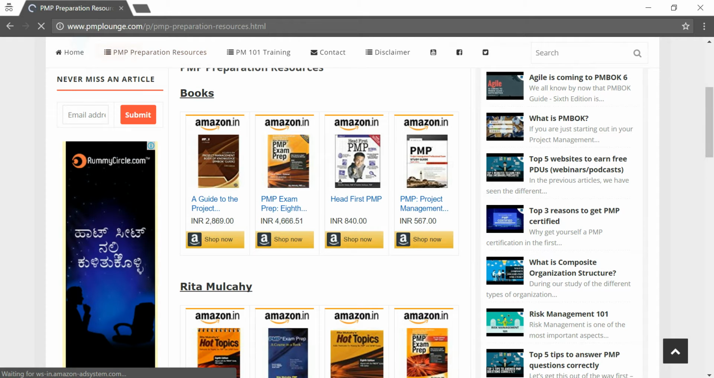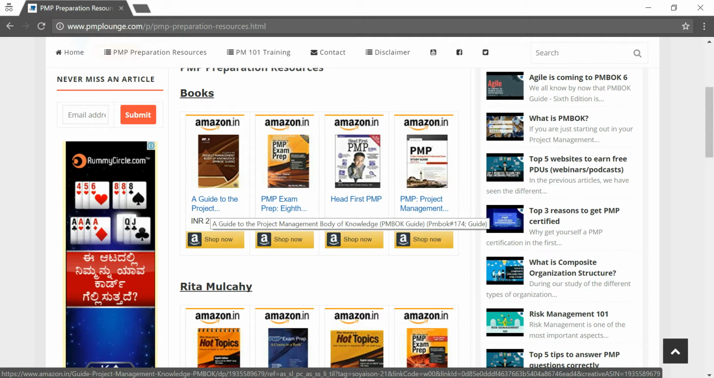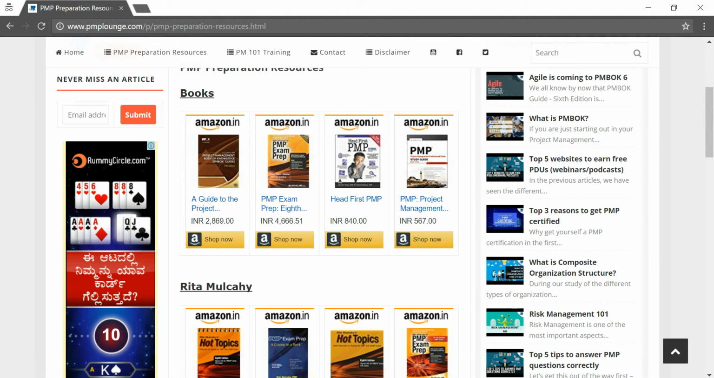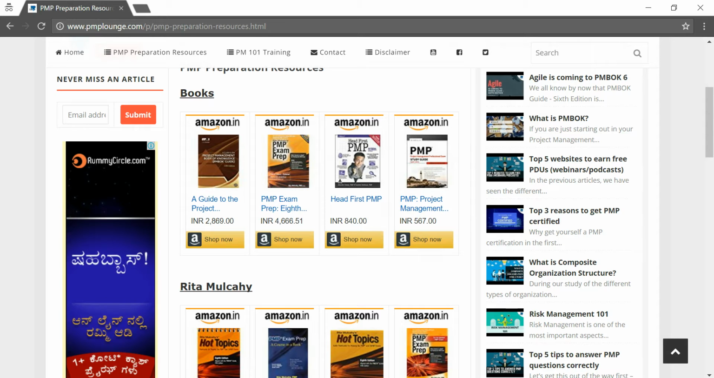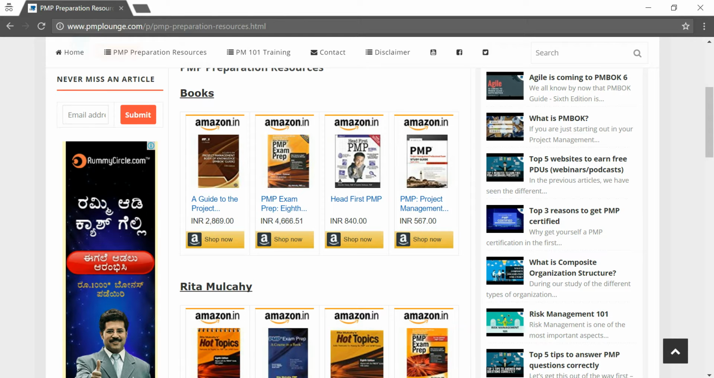Some of the books that we have listed here: the number one is the Guide to Project Management, the PMBOK Guide. This is a book that you must, and I cannot stress more on it, you must have this book. You must go over the PMBOK Guide, no matter what, no matter which other book you study, no matter which other website you refer to, no matter how many videos you watch, no matter who your mentor is, whatever it is, the PMBOK Guide is a must read for every PMP aspirant.